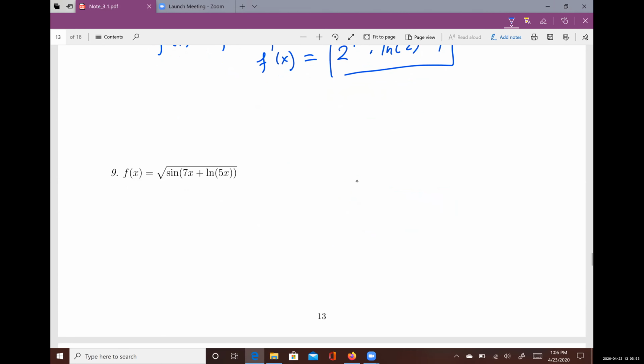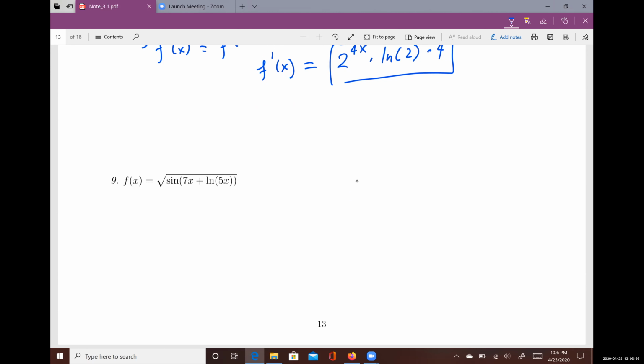All right, go to the next problem. It's a little more complicated problem, but again, you just need to identify the outer function and the inner function, and just follow all the steps. So the outer function f of u should be square root of u, right? And the inner function u should be whatever is inside the radical, which is sine of 7x plus natural log of 5x. Okay.